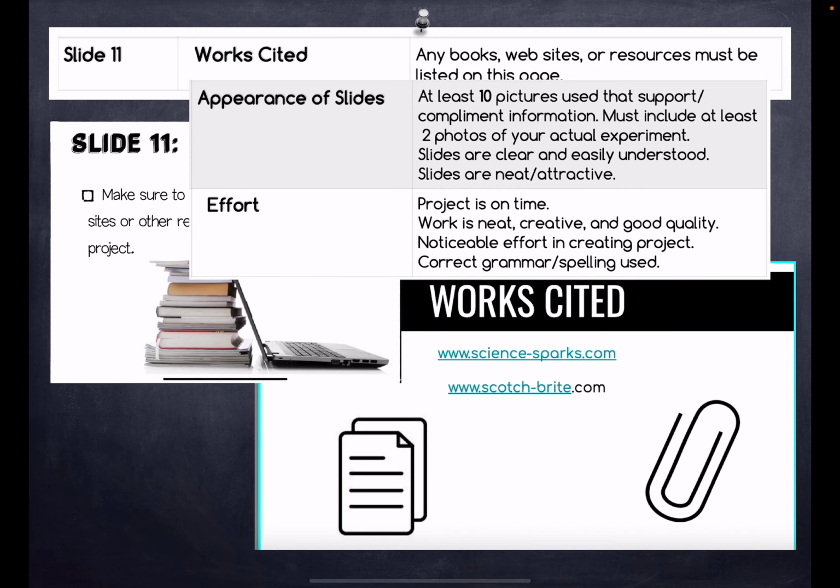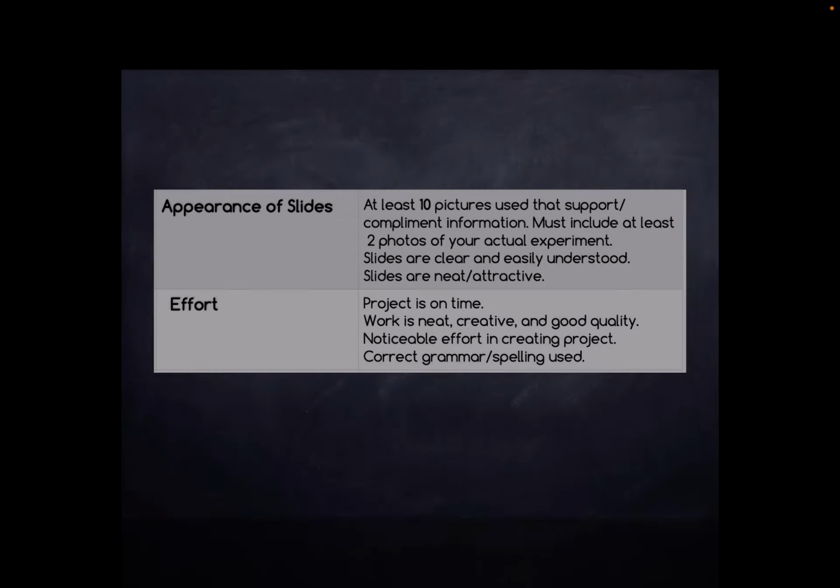And then you'll get points based on your having at least 10 pictures. You'll need to have a works-cited slide. This is just where you're going to write down the sources that you used. Cannot be Google. If you type in a question in Google and it gives you the answer, you have to follow it to the website. You can't use Google as a source.